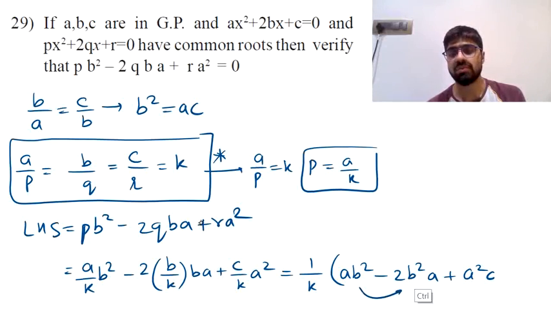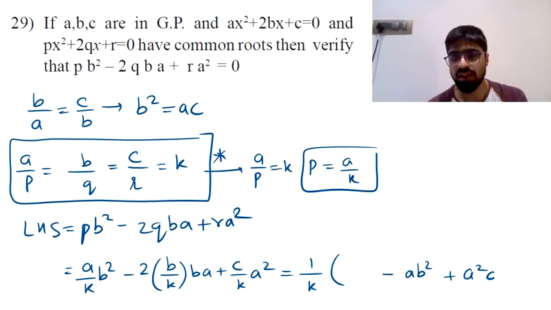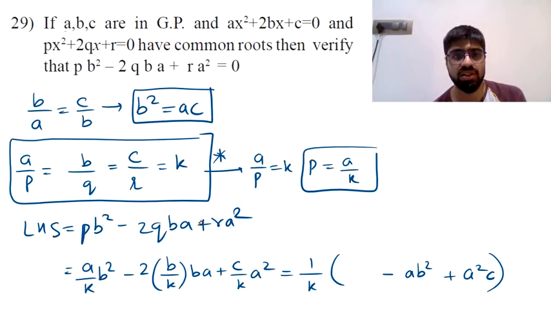So if I subtract them, this is like 2B square A, right? We can write it as 2AB square, and AB square minus 2AB square will be minus AB square. So inside the bracket, we are left with minus AB square plus AC square and plus A square C. And B square was already equal to AC because A, B, C were in GP.